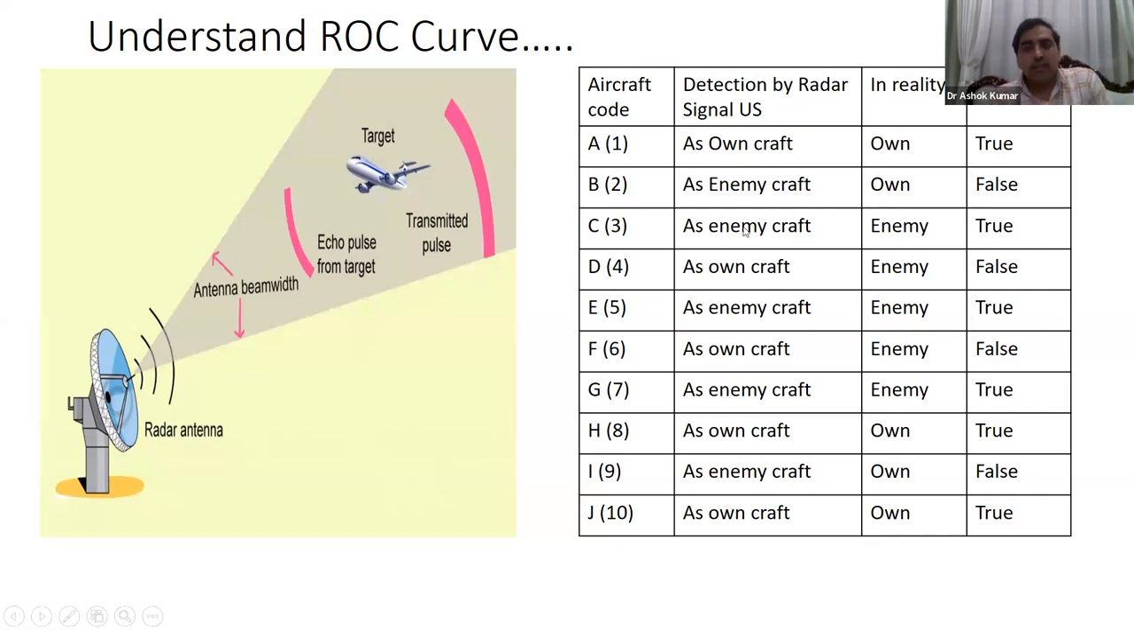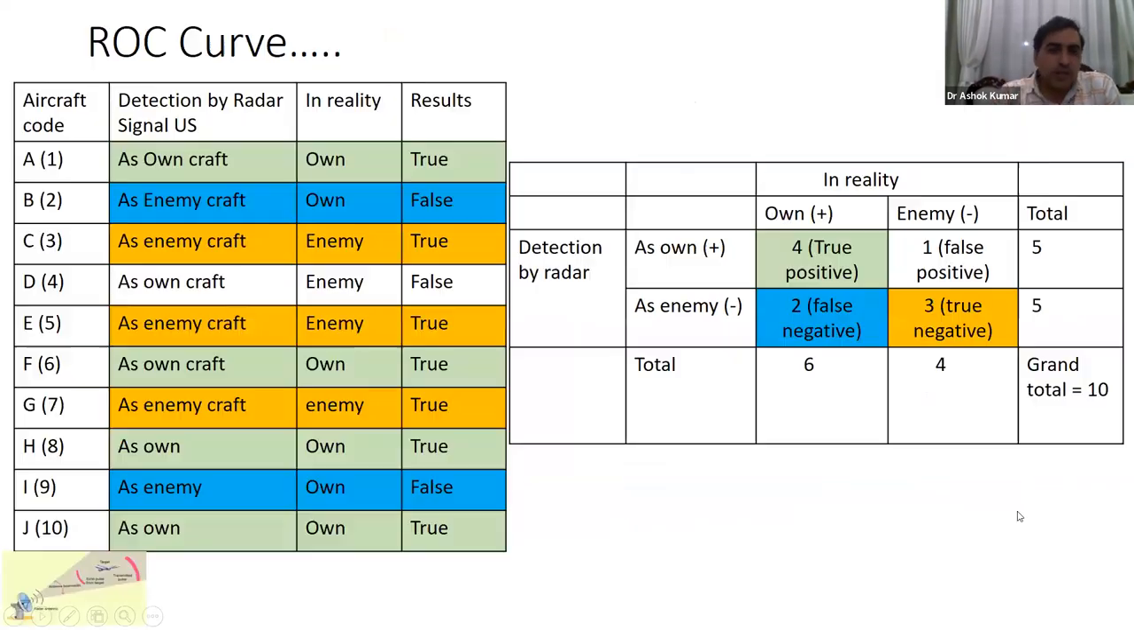C3 is detected as an enemy craft by the radar signal, and in reality it is also an enemy, so the result is true. We can find out the rest according to this. For example, J10 is detected as our own craft by the radar signal, and in reality it is our own craft, so the result is true. So we can make this 2 by 2 table using the detection by radar signal.